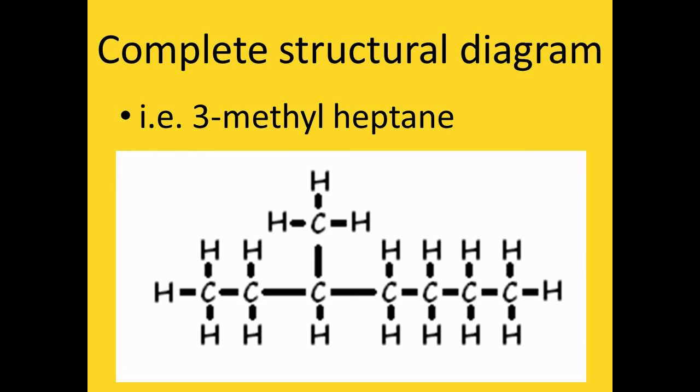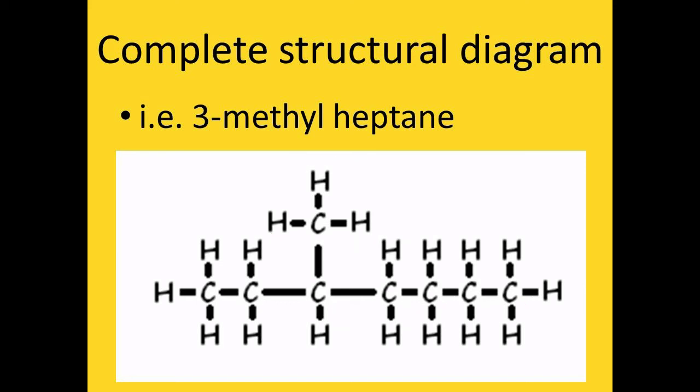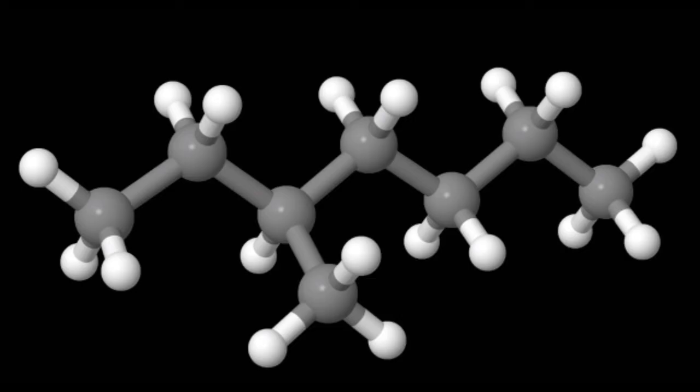Step 4, the substituent is a methyl group and it is located at the third carbon. So, its locant number is 3. Thus, the prefix is 3-methyl, rule 6. Hence, the name of the compound is 3-methyl plus hept plus ane is equal to 3-methylheptane. This is the structure of 3-methylheptane.